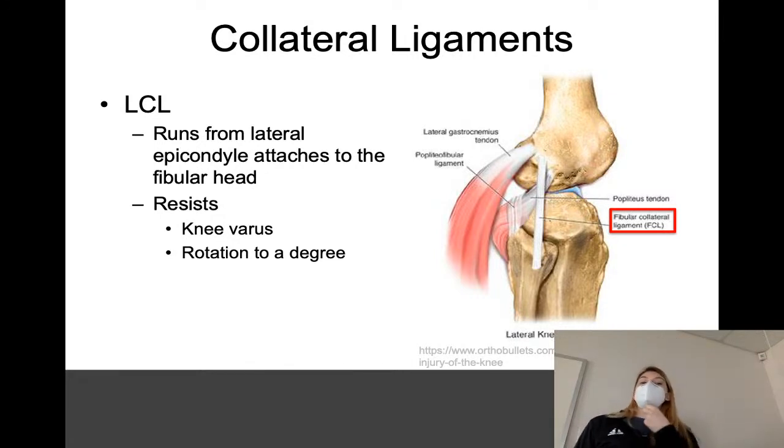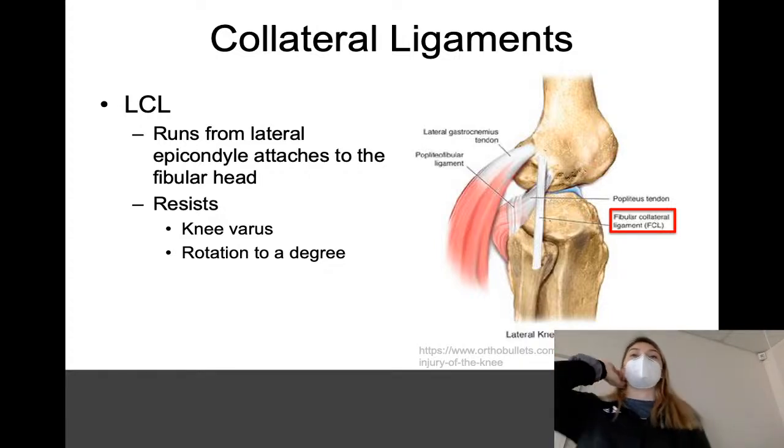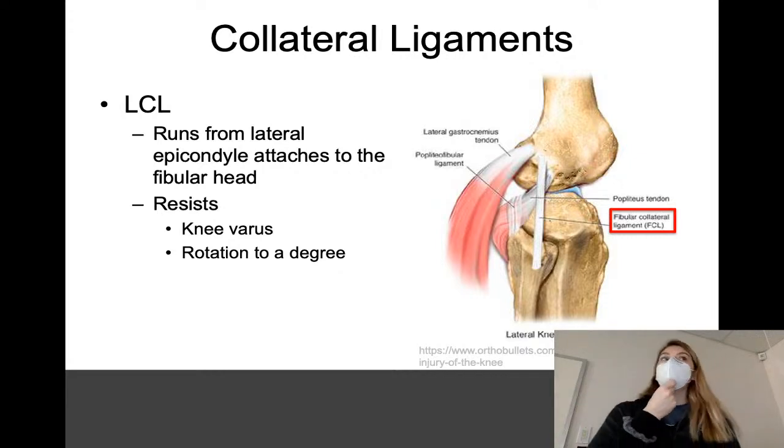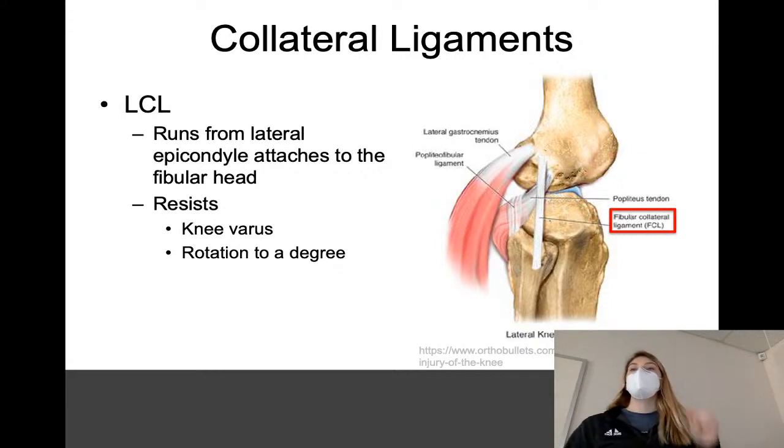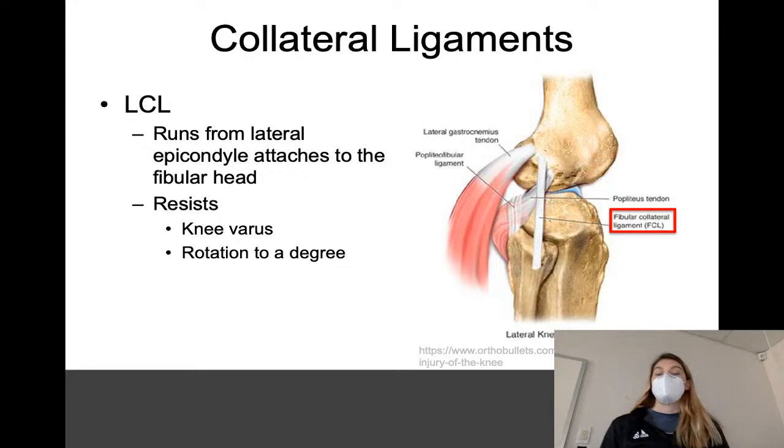So it's going to resist knee varus, which would be coming out. So getting hit this way and it kind of bowing out. And rotation to a degree. So just a little bit of rotation. And you can see sometimes they'll also refer to it as fibulocollateral ligament, but we say lateral collateral ligament.